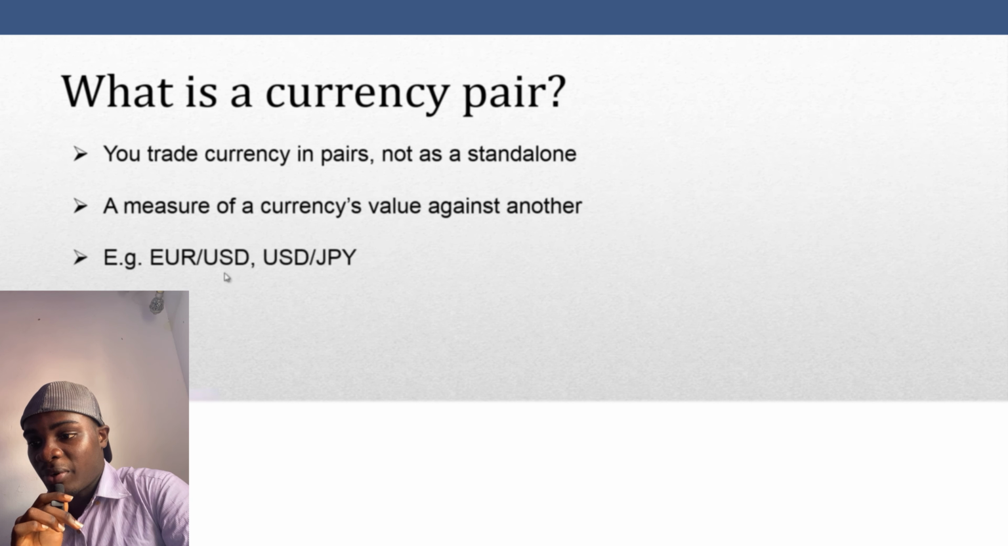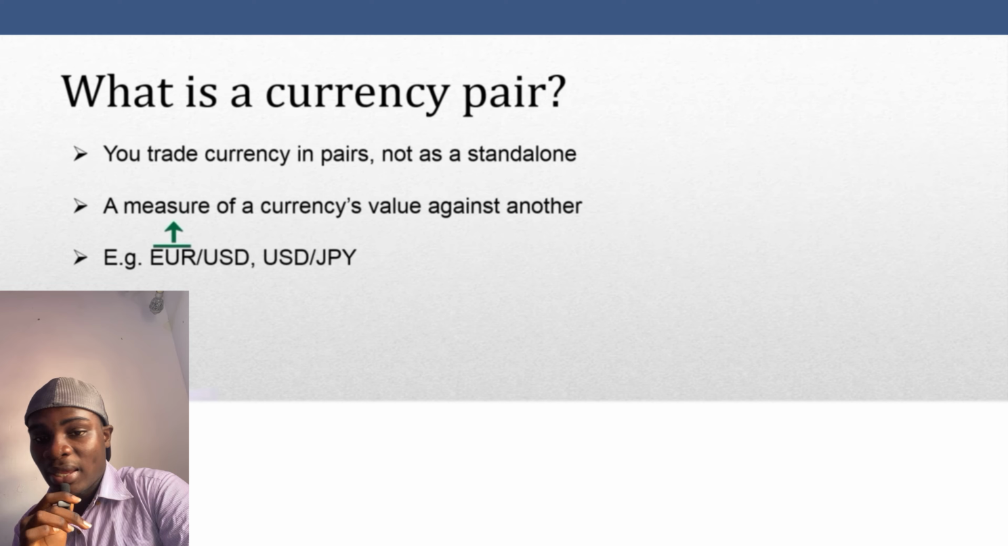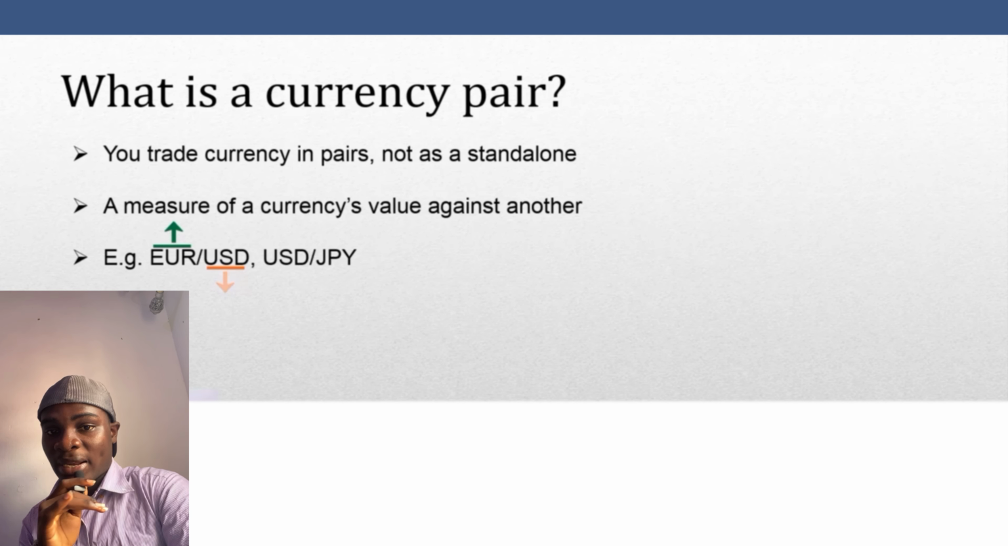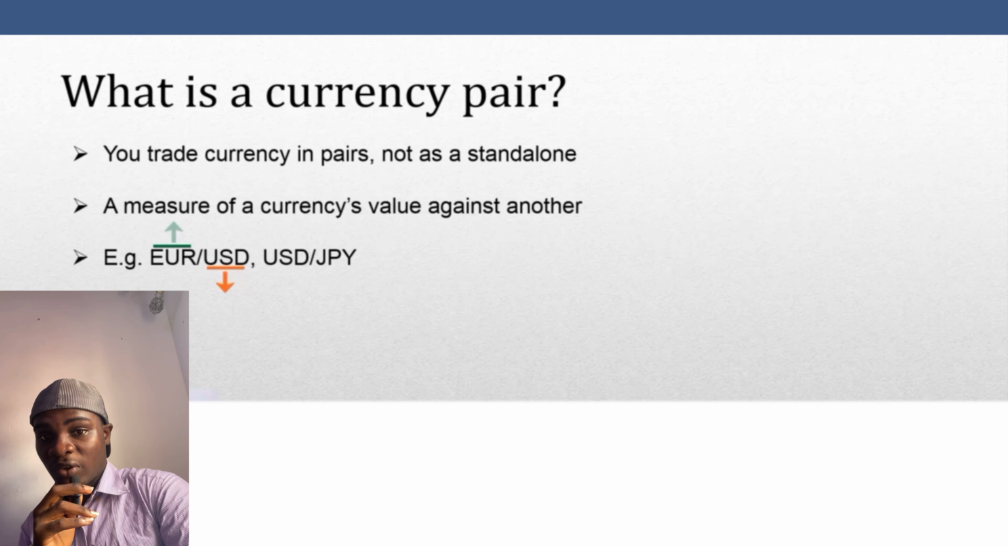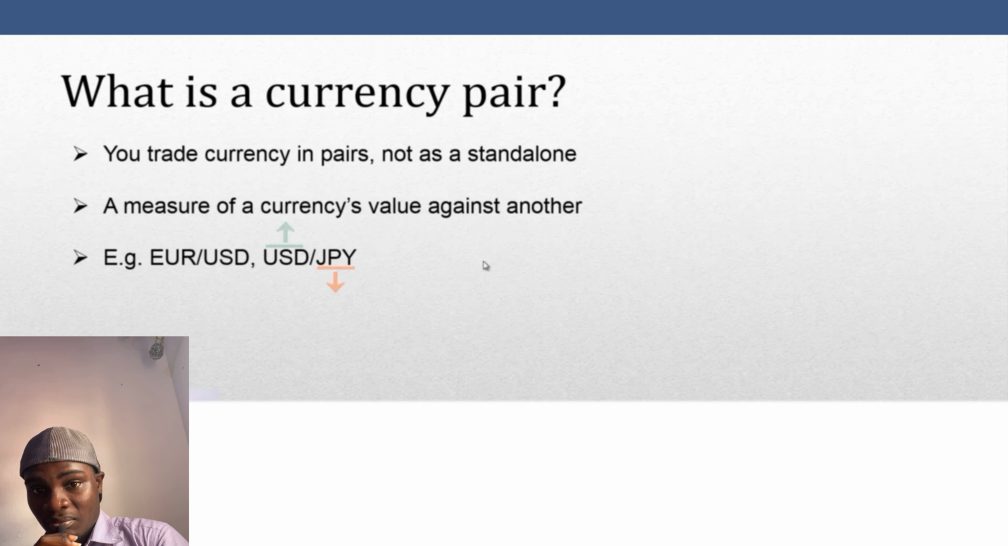Let me explain. For example, the euro against the dollar. When you buy the euro, you are buying the euro and you are selling the US dollar. So when I'm buying the euro, you are giving the other party US dollars in exchange for the euro currency. Just like you are buying the biscuit and giving the money in exchange for it. It's the same thing. So USD/JPY, or the dollar against the yen, you are buying the USD and you are giving the other party JPY. It makes sense.